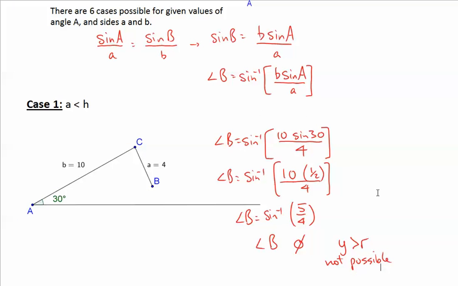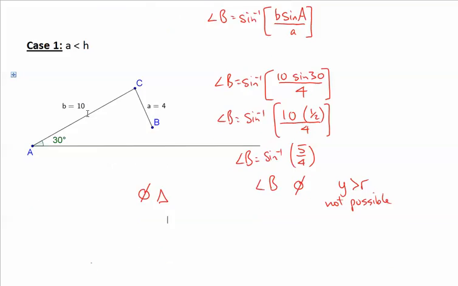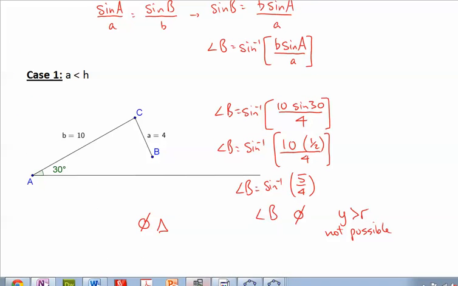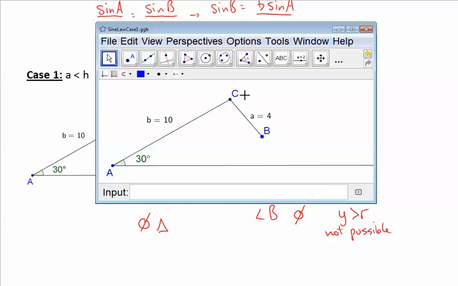So in this case, there are no triangles possible if a is less than h. Now, I have even another thing I can show you here. This is made in GeoGebra, and I've taken a screenshot of it for the notes. I'm going to move this vertex B, so the CB is fixed at 4, and you'll see that as I move it, it's not possible for it to join the vertex down here to make a triangle. So no triangles are possible.